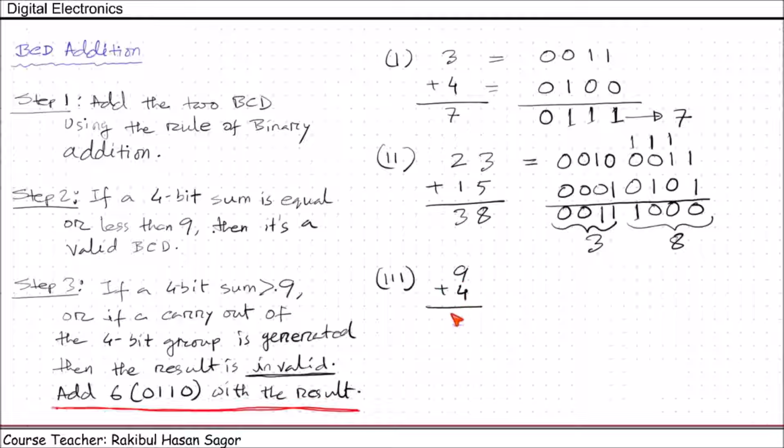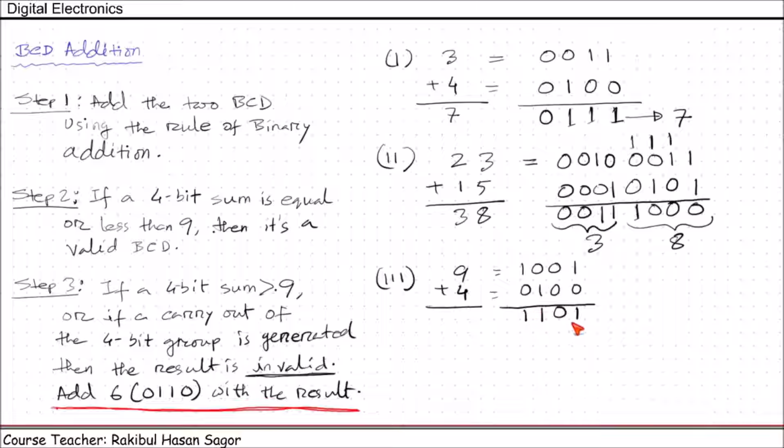What will be the result? I am coming to the result later on. Let's write the corresponding BCD of 9, that is 1001, and the corresponding BCD of 4 is 0100. Now if we add these two numbers using binary addition, 1 plus 0 will give you 1, 0 plus 0 is 0, 1 plus 0 is 1, 1 plus 0 is 1.